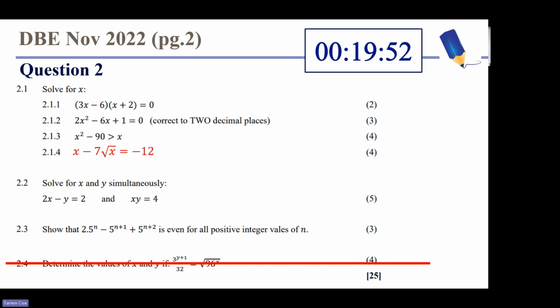Another thing that I want to mention by question 2, 2.1.4. On your notes, it says x minus 7 square root x minus 12. But there's an error. You need to adjust and change that question. After the square root x, you need to include an equal sign, which is then equal to negative 12. So please make sure I fix it on the PowerPoint. That's why it's in red. I just need you to fix that mistake and then use the right question. Otherwise, you're going to struggle.